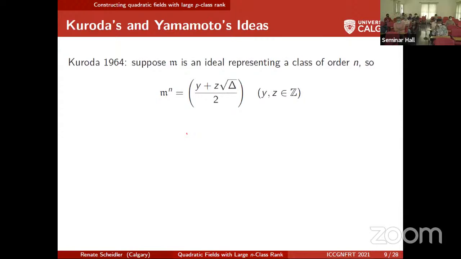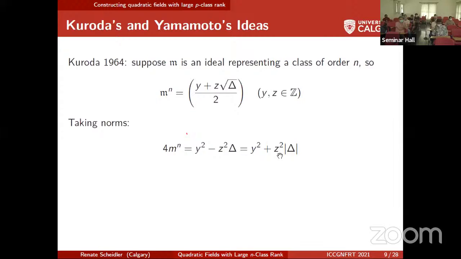Then M to the N, of course, is principal, and it has a generator, and this is what the generator looks like. And then if you take norms on both sides and bring the forward to the other side, you get this norm equation. And this is the Diophantine equation that you start from. And the idea is to search for solutions to this equation in some intelligent way. Okay? So M is the norm of the ideal, and this Y and the Z are these quantities.